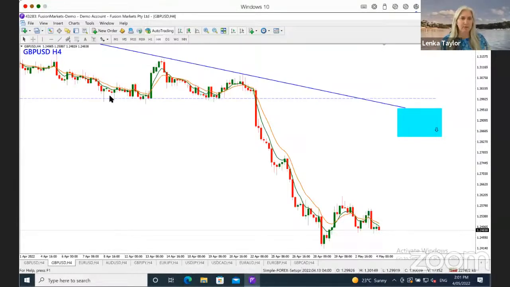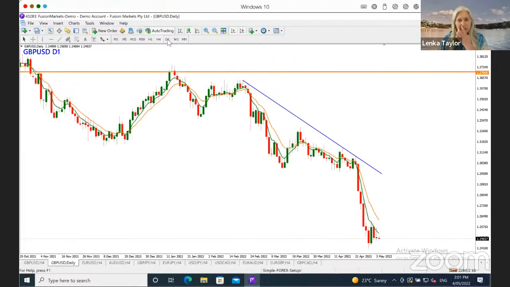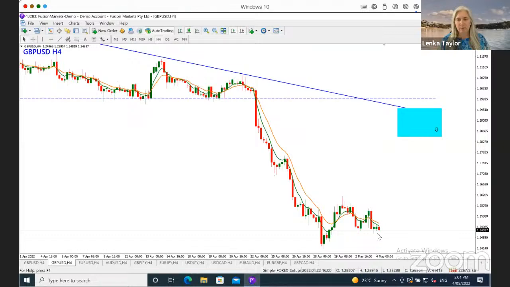So here we have GBP USD. Starting with that on the 4-hour time frame. It is still in a downtrend on the daily, but currently very far from where we would want to enter. So I'm not looking to enter at this stage. If I was, then the price would have to really come up back to the trend line. Then I would be looking for a short. That is not likely to happen anytime soon.